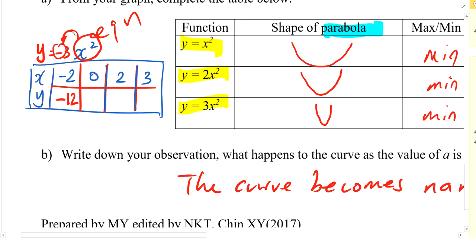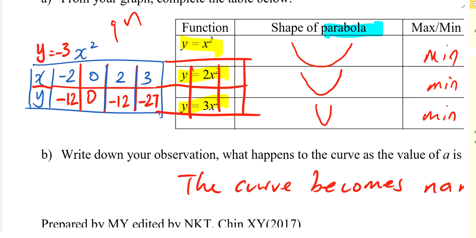Okay, let's go on to 0. When x is 0, y is also 0. When x equals 2, y equals negative 12 again. When x equals 3, y equals negative 27. What is this pattern that you notice if we were to continue it? As x increases, y decreases. So as you move towards the right, the positive side of the x-axis, your y values get bigger and more and more negative. So it's a parabola opening downwards. And it all happened because of this sign over here.